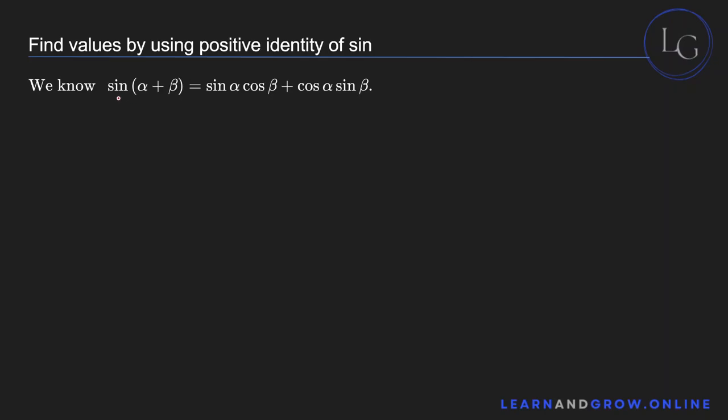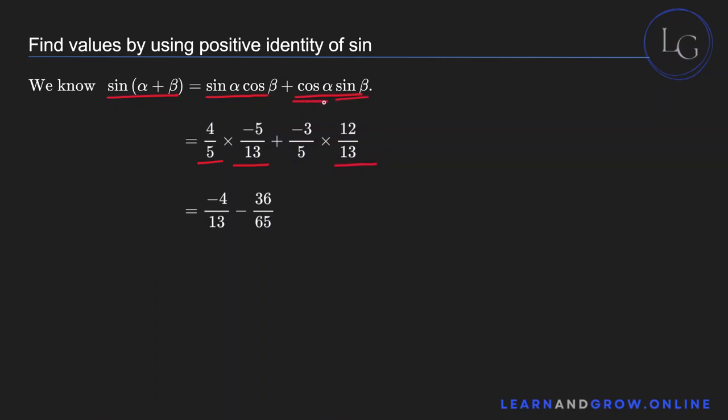Now, we know that sine alpha plus beta is equal to sine alpha cos beta plus cos alpha sine beta. So you can now basically just multiply the values that you found. We are given that sine alpha is 4 by 5. We found out that cos beta is negative 5 by 13. We already know that sine beta is equal to 12 by 13, and we found out that cos alpha is equal to negative 3 by 5. Once you do all the multiplications and the calculations, you end up with 56 over 65. And that is the value of sine alpha plus beta.